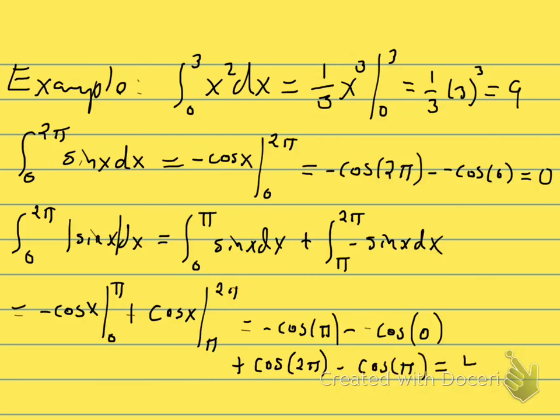Okay, and that's going to end up being 4. So when we do negative cosine of pi, that's going to be 1 because it's a negative times a negative 1. And then we've got negative and negative cosine of 0, which is 1. Cosine of 2 pi is 1. And we have minus cosine of pi, which is positive 1. So we have 1, 2, 3, 4. That's 4. So that's our area there.